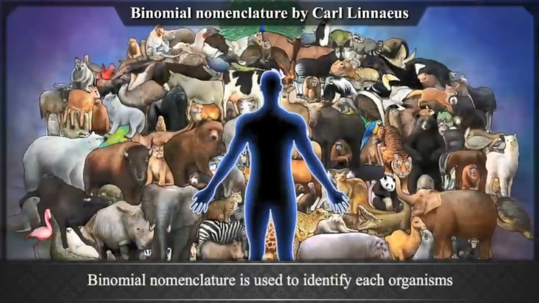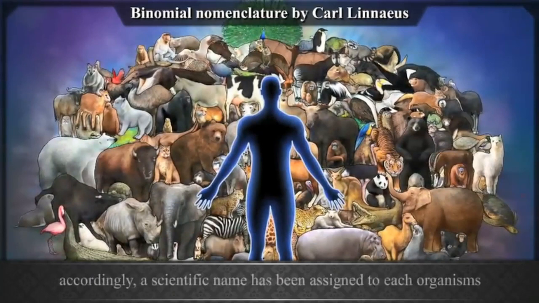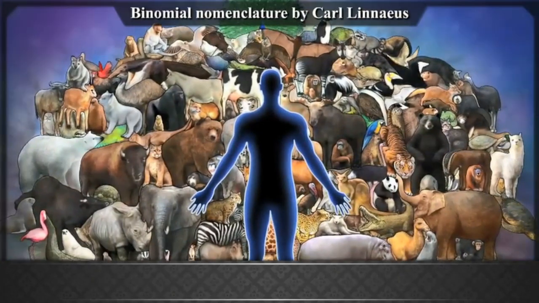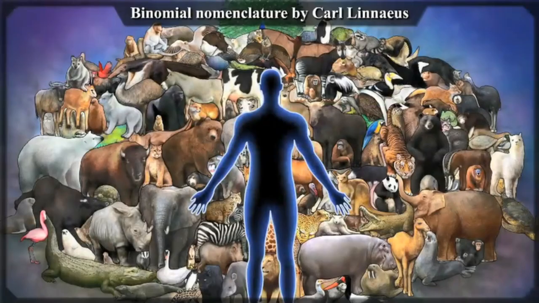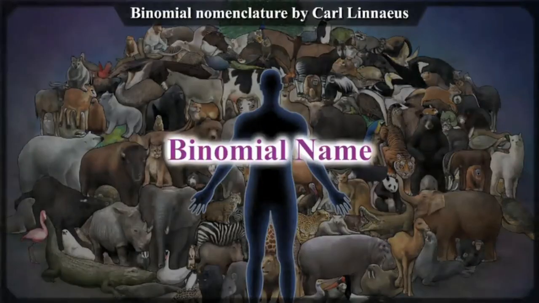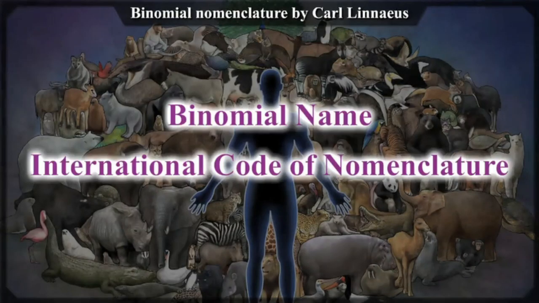Binomial nomenclature is used to identify each organism. Accordingly, a scientific name has been assigned to each organism. It consists of two parts. The first part is genus and second, species. All identified organisms have been assigned a binomial name as per the guidelines of the International Code of Nomenclature.